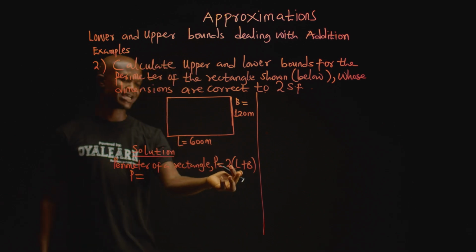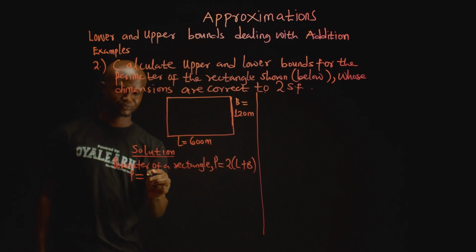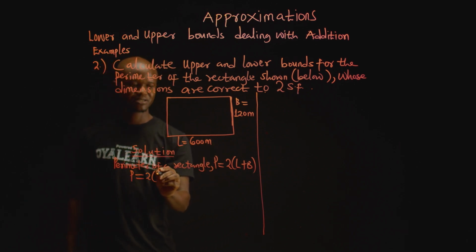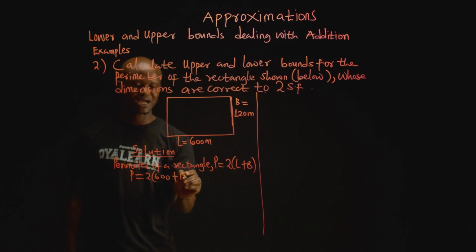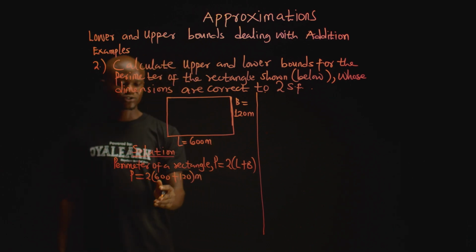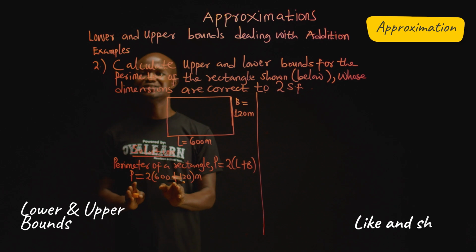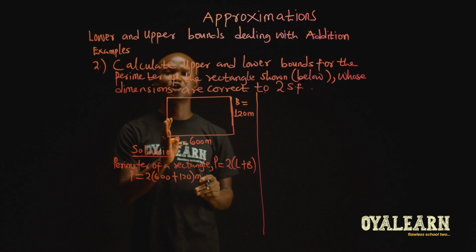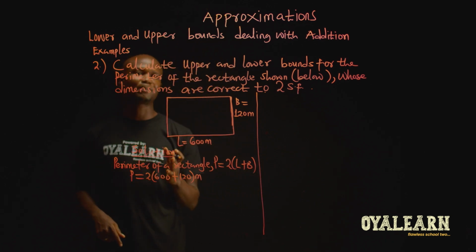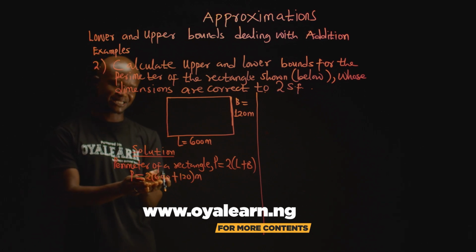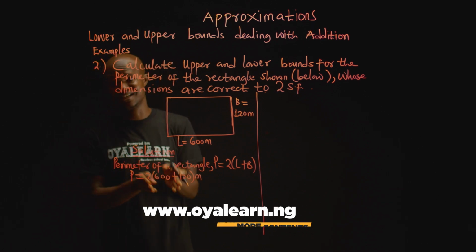So it means that anywhere we see L here, we are going to substitute. We have 2 into (600 plus 120 meters). This represents the perimeter of the rectangle. But we need to calculate the upper bound now. We are going to apply the rules guiding addition, because the perimeter is dealing with the addition of two numbers inside the bracket.